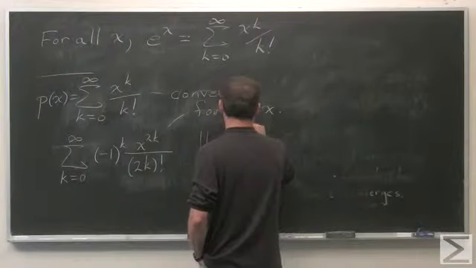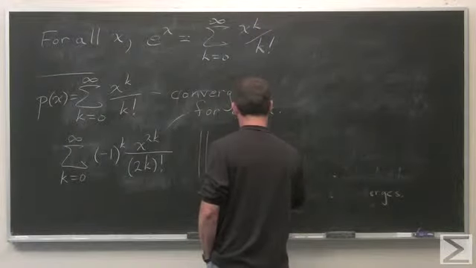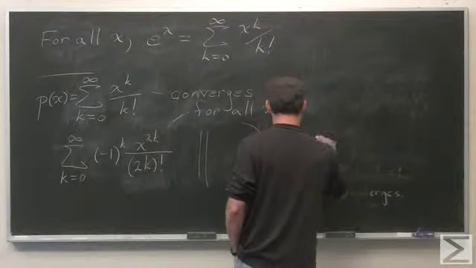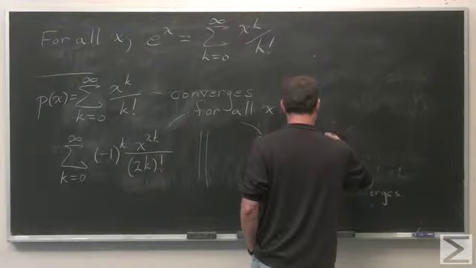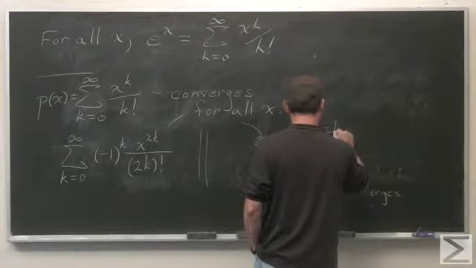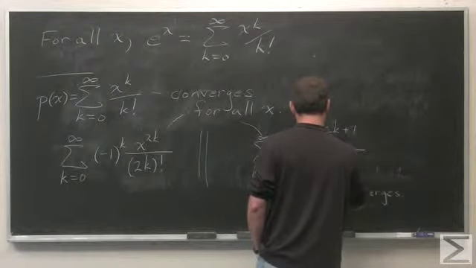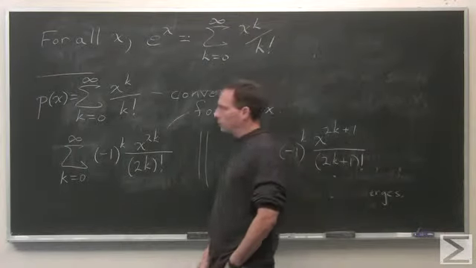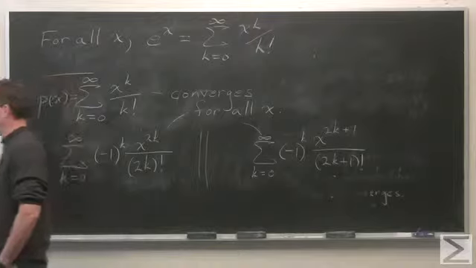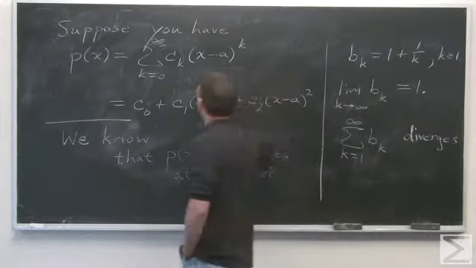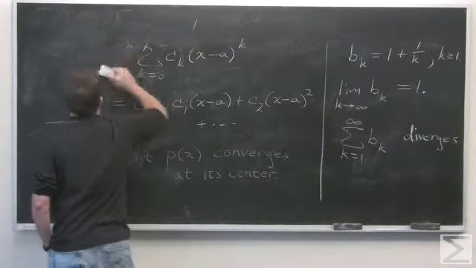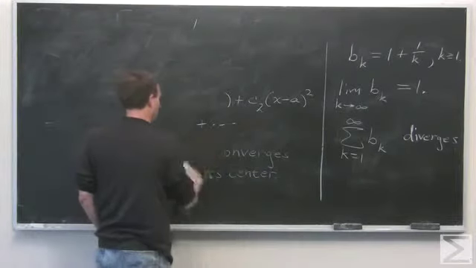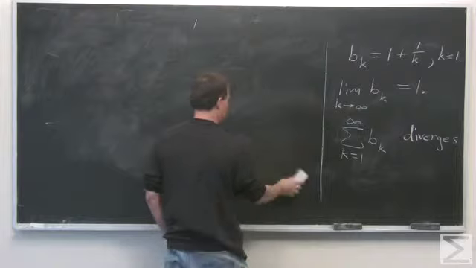And what else? The series for sine. So you have the odd powers of x. And the sign alternates. We looked at at least two series that converge not for all x, but certainly for x's beyond the center.